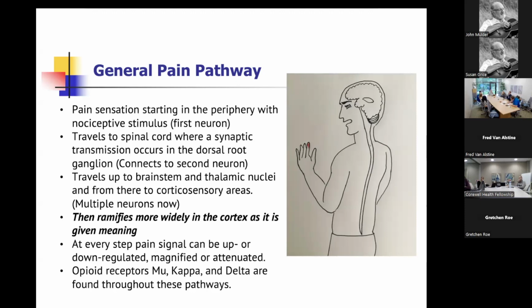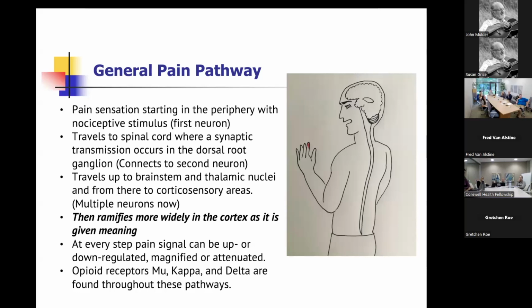Just one quick note on this. We all understand the pathways, but I just wanted to reiterate a couple of points about this. The pain sensation is always going to start somewhere in the periphery or inside the body, and you've got these peripheral nerves that will send the signal through the spinal cord. You've got the dorsal root ganglion, which connects to more neurons. They travel up the brainstem, thalamic nuclei, and from there to the corticosensory areas. And this ramifies more widely in the cortex as it is given meaning.